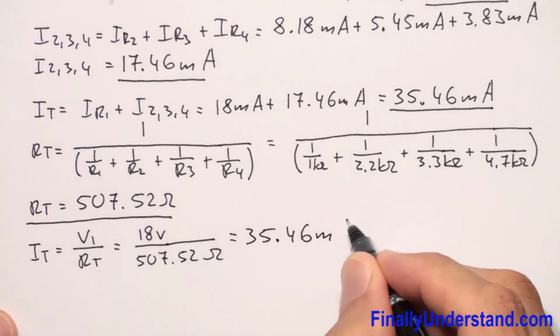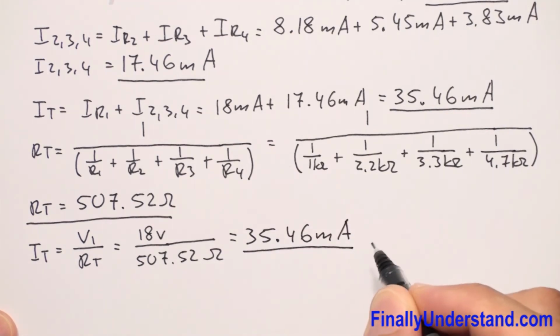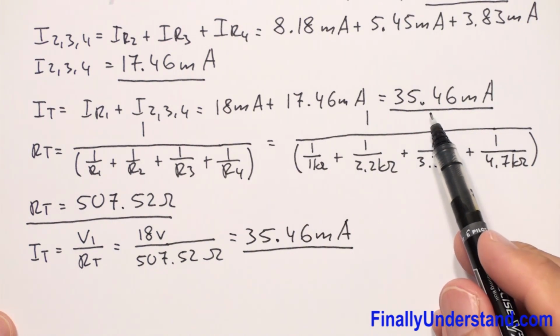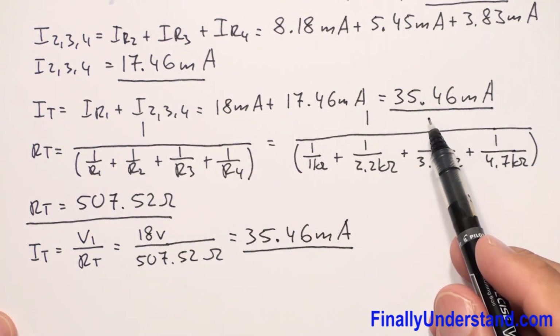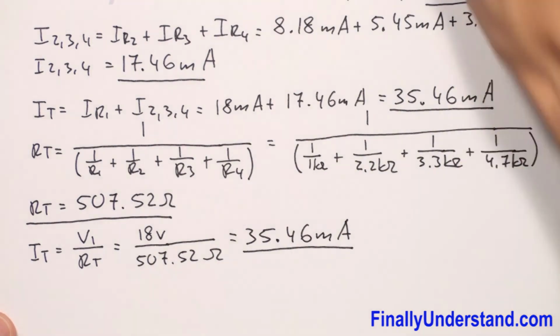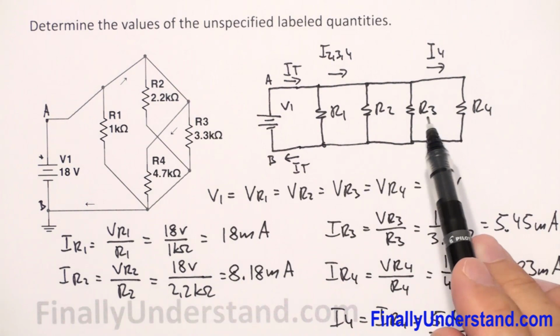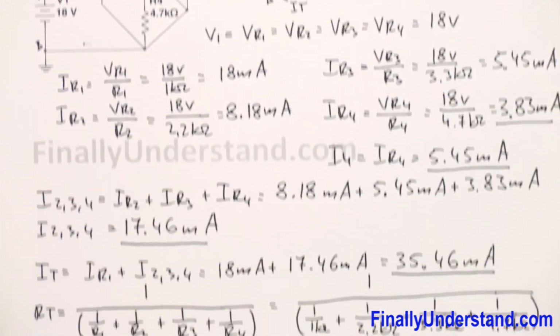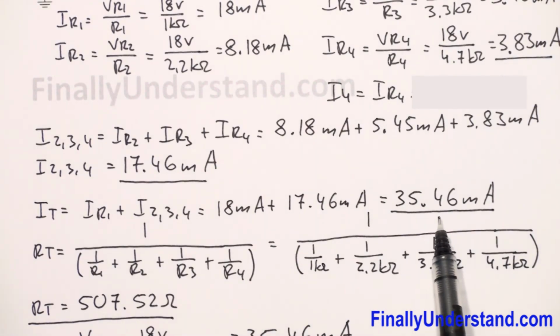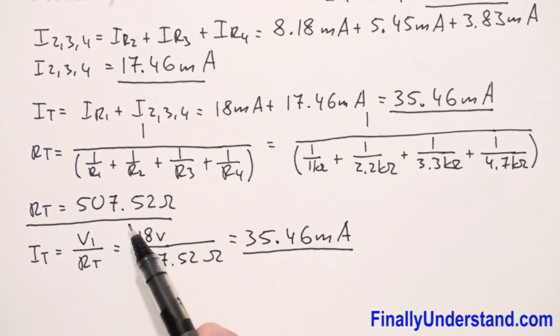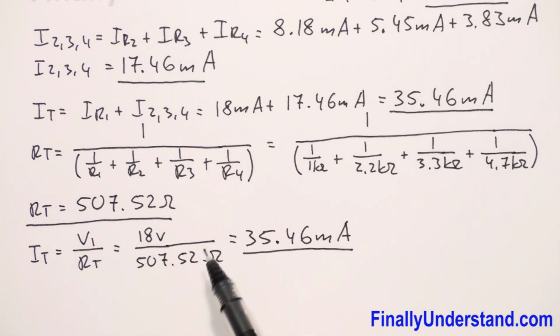Please notice that we found I total by adding the currents, okay, by using KCL, and we found that this is 35.46. We found the total current also by finding the total resistance, okay, and dividing voltage source by total resistance. We get the same answer. So it means that all our answers are correct.